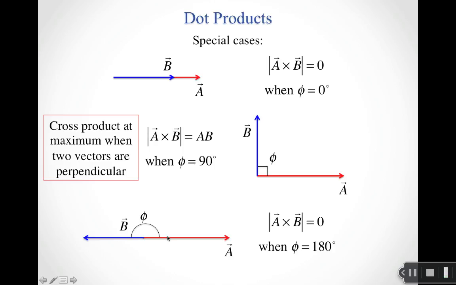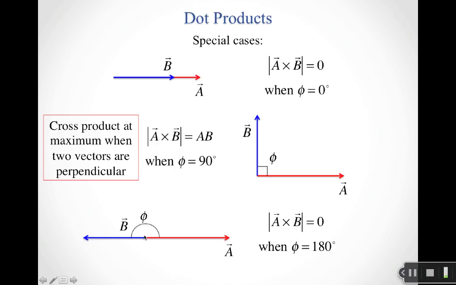Obviously, I can have two vectors that are collinear, but instead of pointing in the same direction, they point in opposite directions. All that does is say that instead of phi being 0, phi is 180 degrees. But the magnitude, in that case, is still 0, because both these vectors lie along the same line.